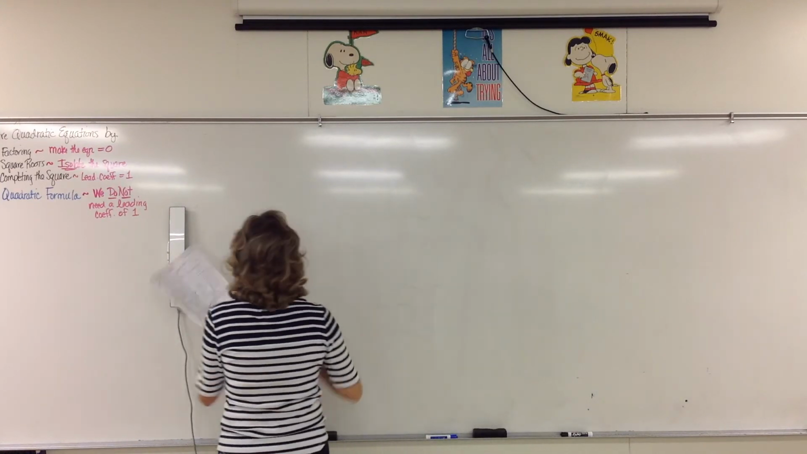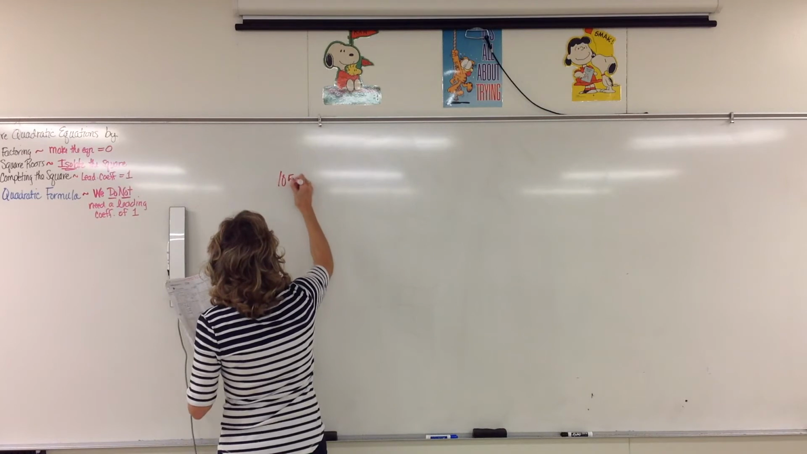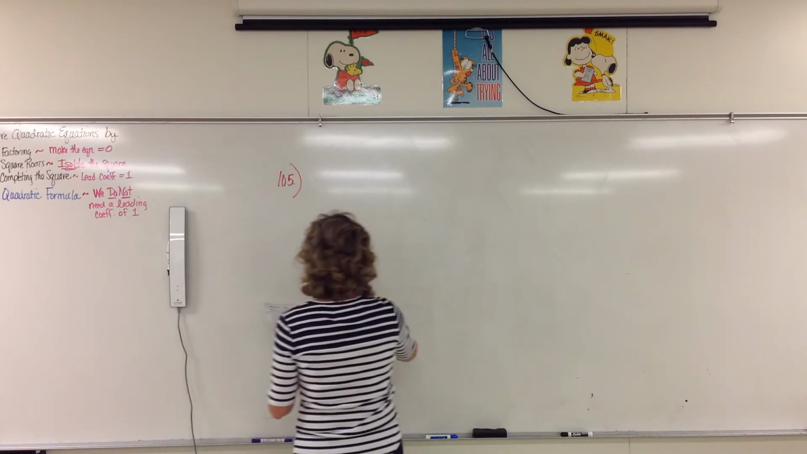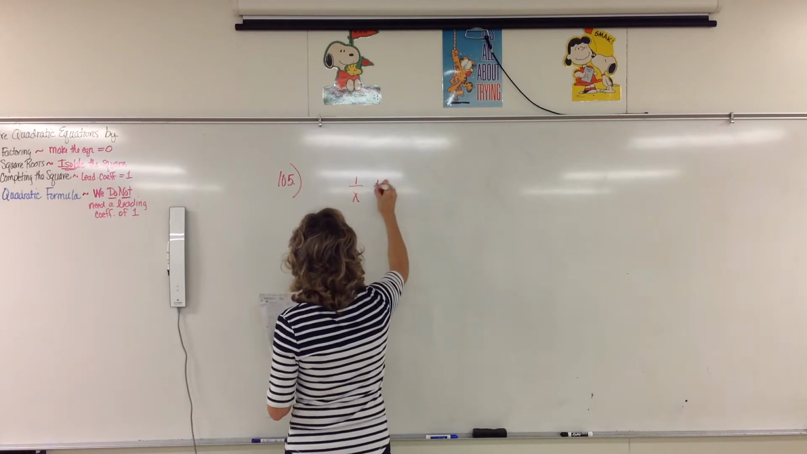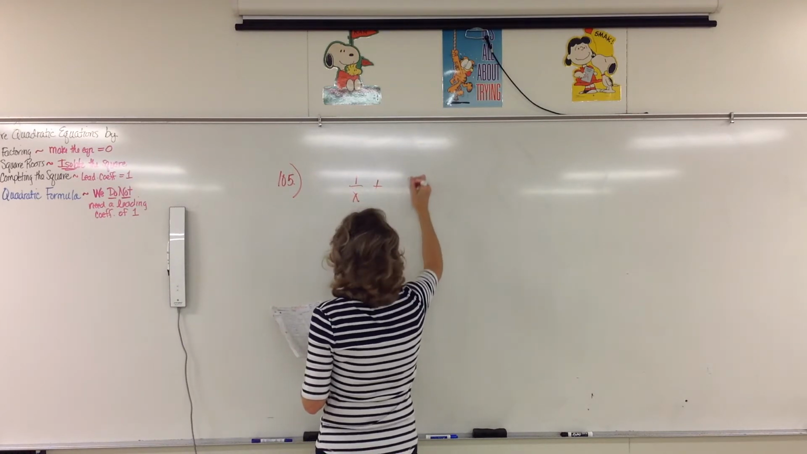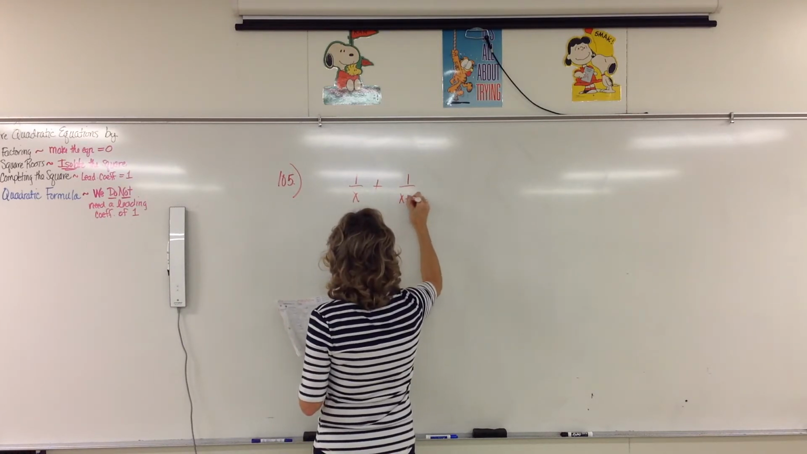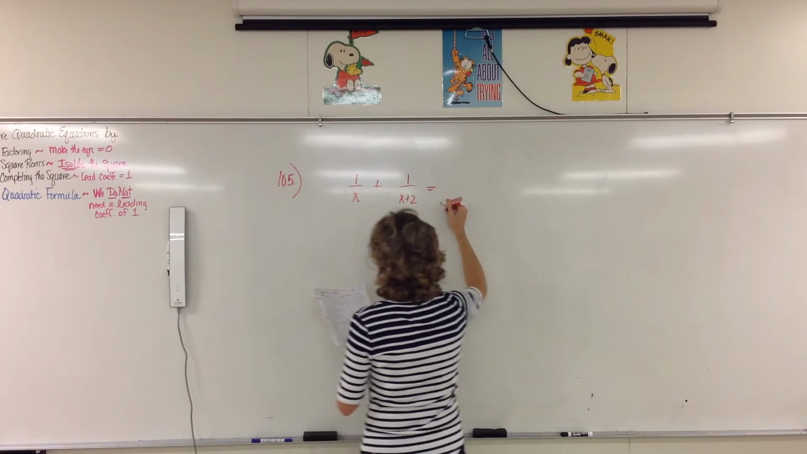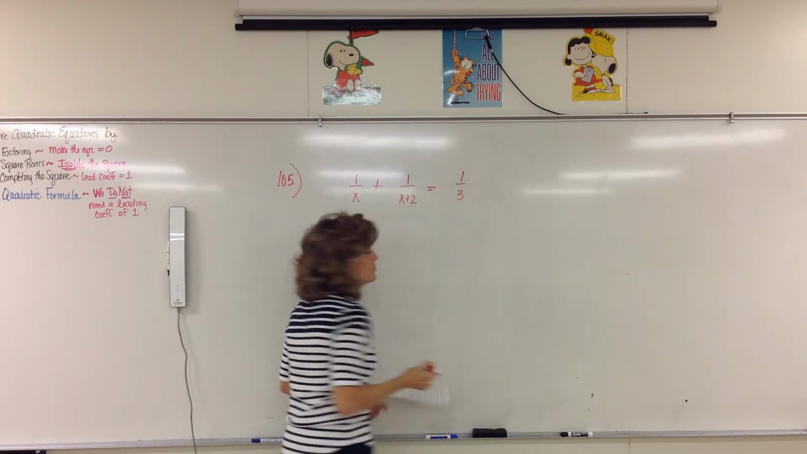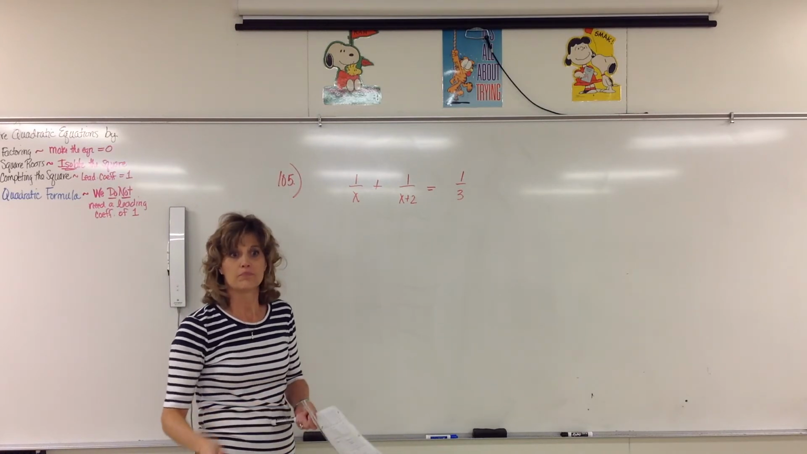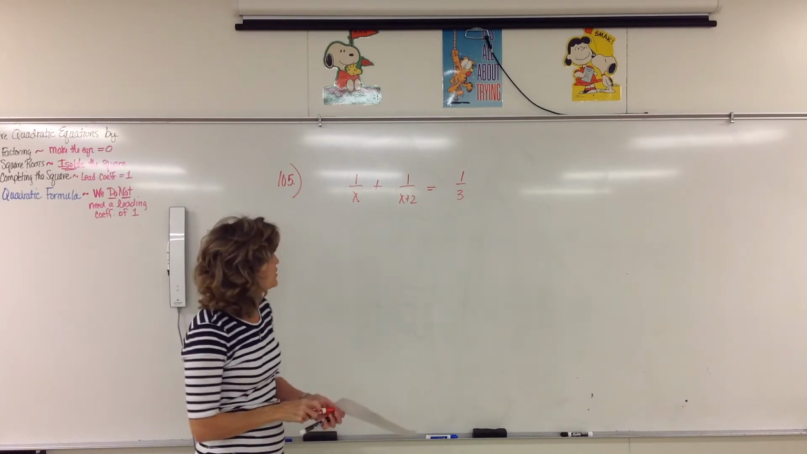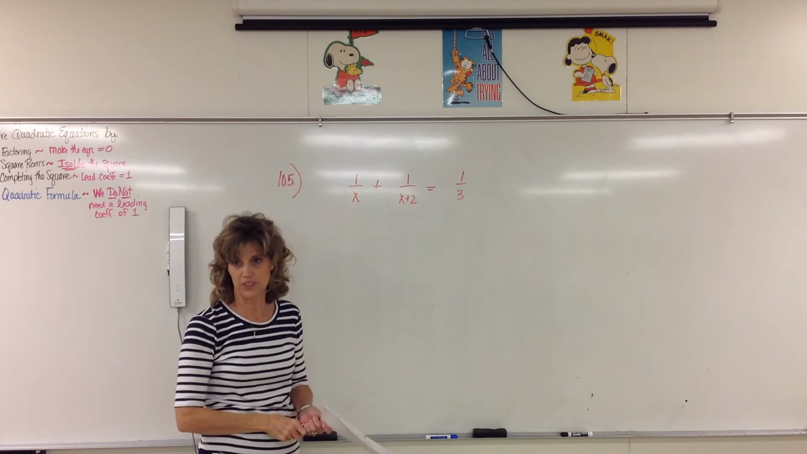So this is 105. And it says, on this one, you get to pick the method of your choice. So 1 over x plus 1 over x plus 2 equals 1 over 3. It looks ugly to us because it's got fractions in it. But early in this chapter, we learned a magic trick that will make the fractions disappear.